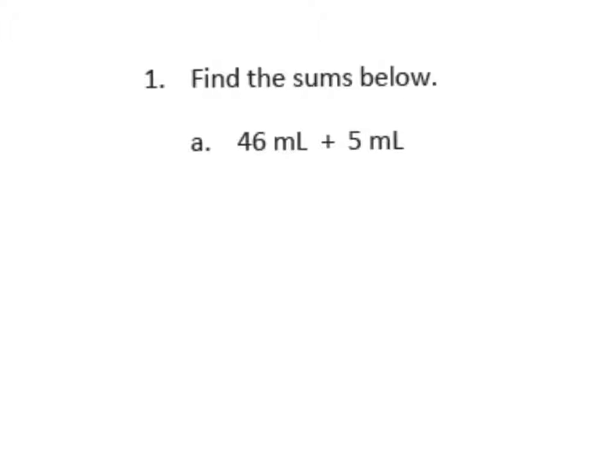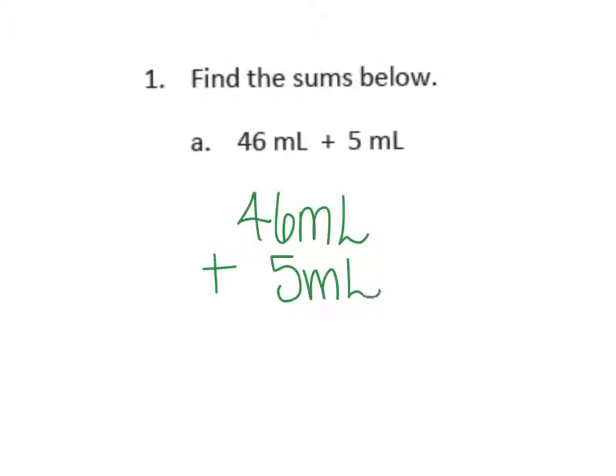We have 46 milliliters plus 5 milliliters. The first thing I need to do is stack them up, which means I need to write them vertically, making sure that I line them up according to their place value. So notice that the ones are all in a line and the tens are all in a line. Now I can go ahead and add. I'm going to make sure that I bring down my label so I don't forget it.